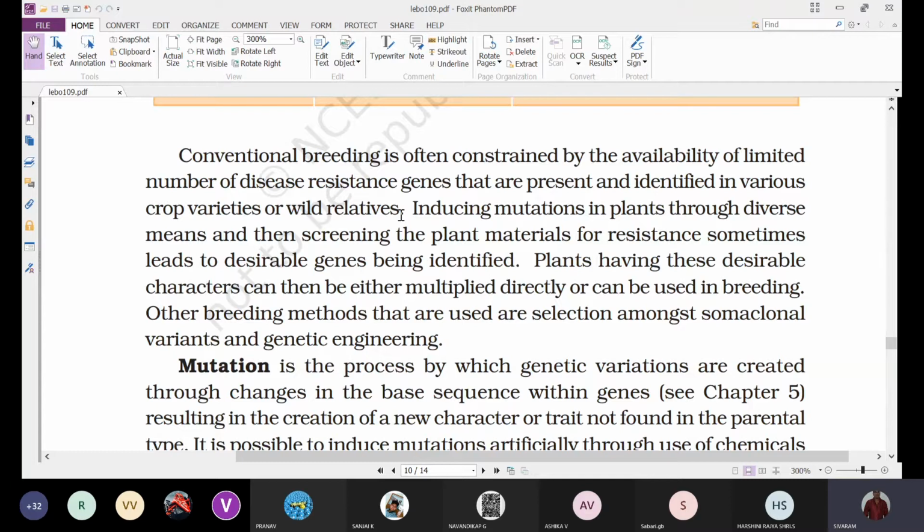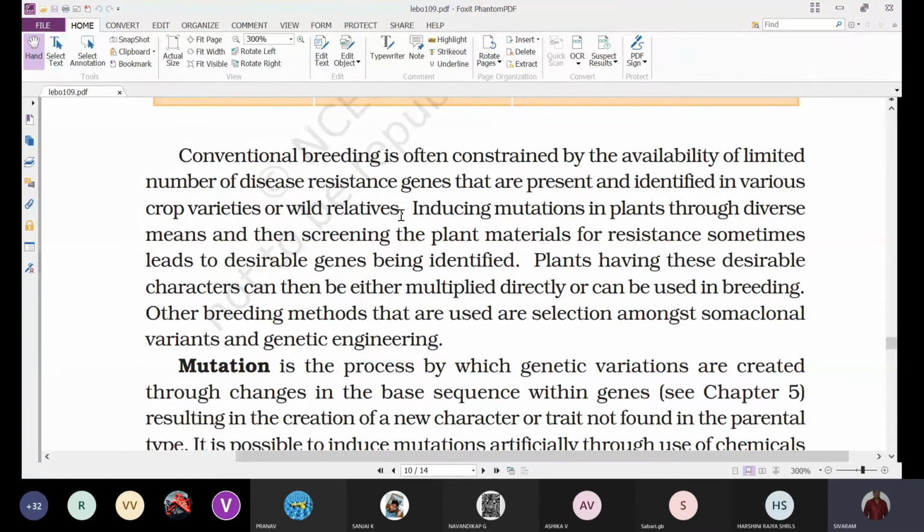Inducing mutations in plants through diverse means means in different ways, by using chemicals or X-rays or other means. Then screening the plant materials for resistance sometimes leads to desirable genes being identified. So after inducing mutation, now we have to undergo screening. Screening here means selection. So we have to undergo selection or artificial selection, which we are calling screening.